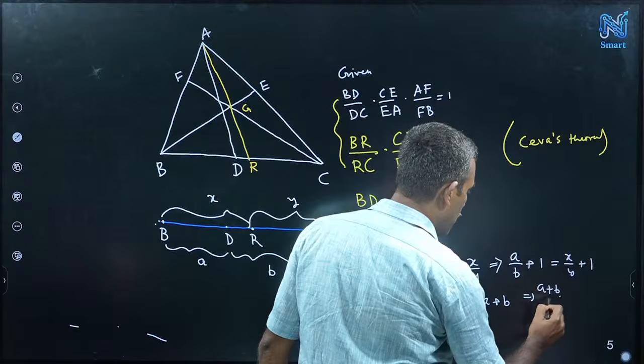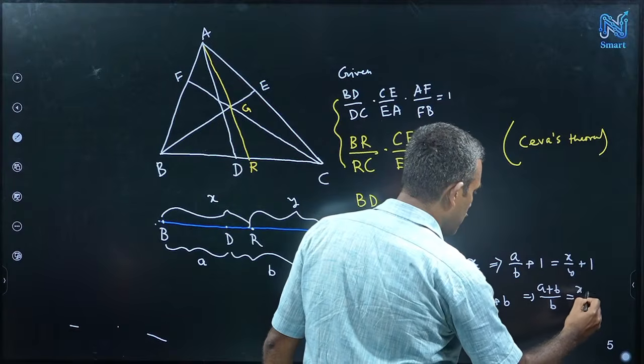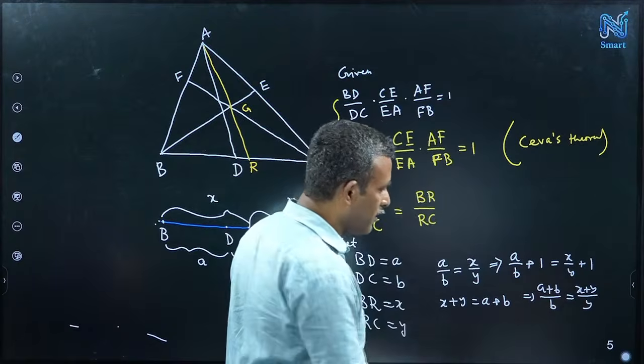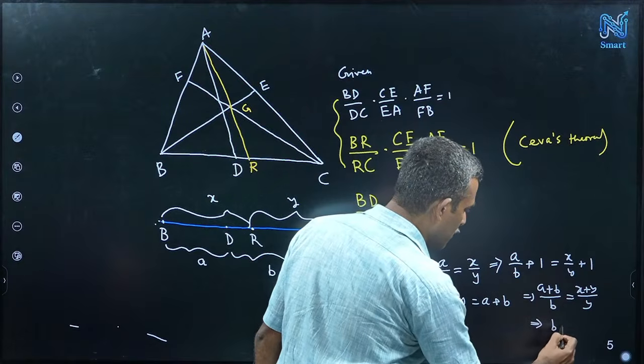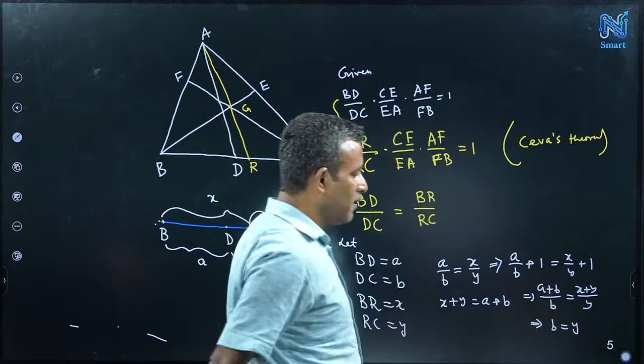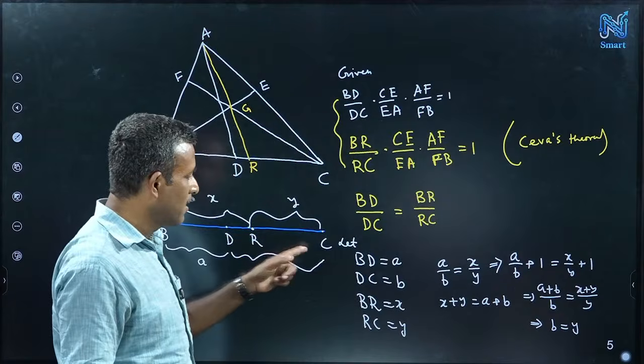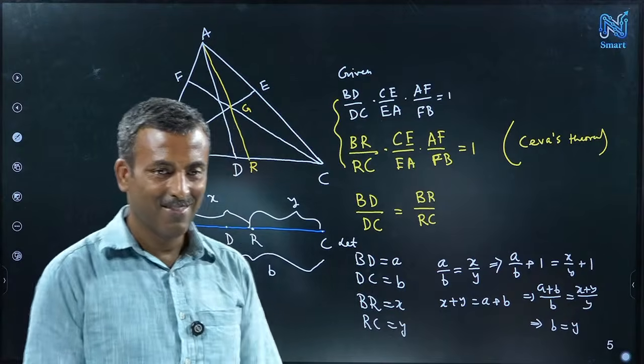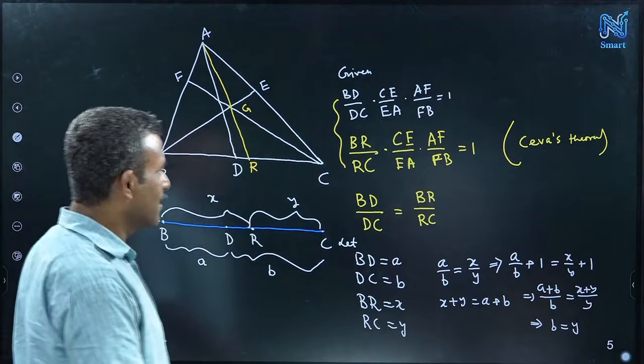A plus B by B is same as X plus Y by Y, but A plus B is same as X plus Y. That means B is equal to Y. And since B equal to Y, A is equal to X. Right? So these are converse of the Ceva's theorem.